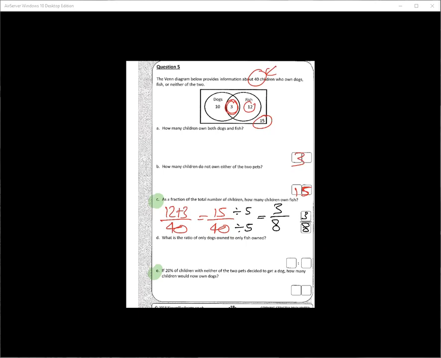Fantastic. Okay, question E, please. Musa, go. If 20% of children who own neither of the two pets decide to get a dog, how many children now own dogs? So the 20% of what number? 15. Because they don't have anything. So 20% of 15 is going to be, 10% is what? 10% is 1.5. And then 20% is times that by 2, which gives us 3. So 3 people are now going to have a dog. Okay, they're going to get a dog now.